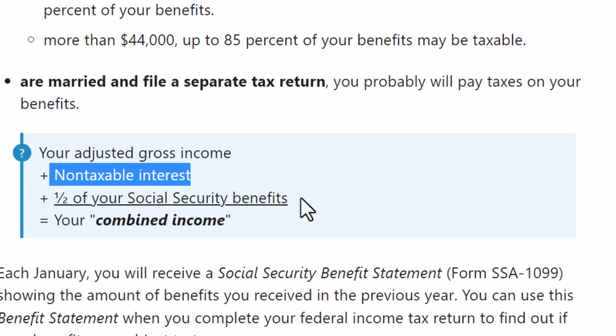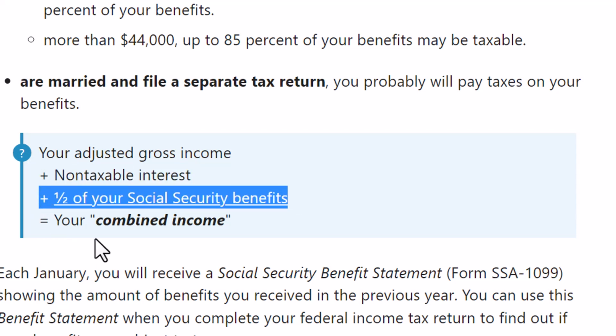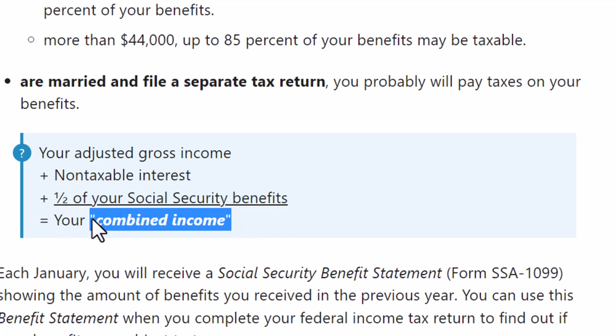So in calculating whether you should pay tax on your Social Security income and how much, your tax-exempt interest is added back to your other income. They take that, and then add one half of your Social Security benefits to come up with your combined income. Then these limits are applied as we saw. Now, let's look at some examples and see how we can reduce or eliminate the tax on Social Security income.